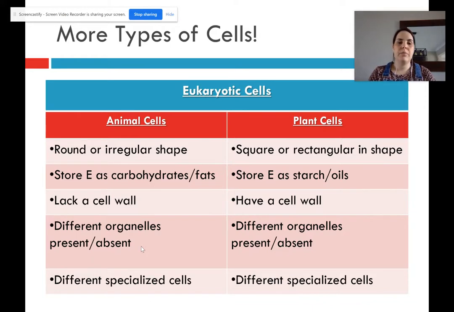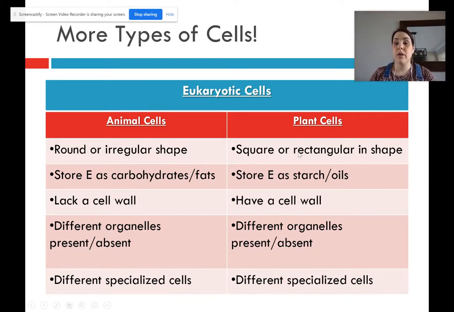Animal cells do not have a cell wall. And we have some organelles present or absent that aren't present or absent in plant cells. So for example, in animal cells, we don't have a cell wall, we don't have chloroplasts, whereas they are present in plant cells. Also, the types of cells that we specialize into are different, and we're going to be talking more about that tomorrow, or whenever you get to lesson 2.